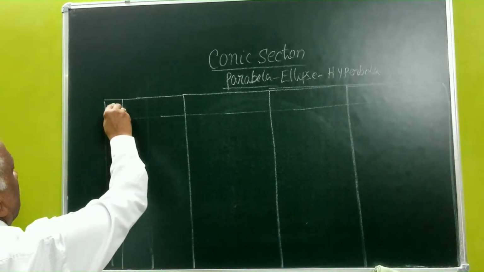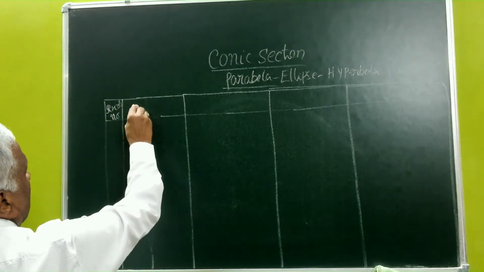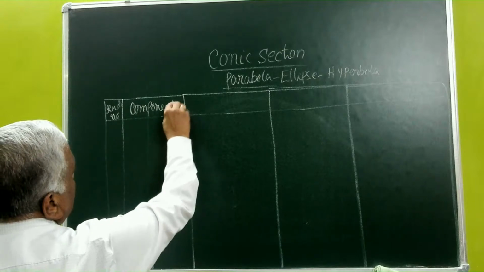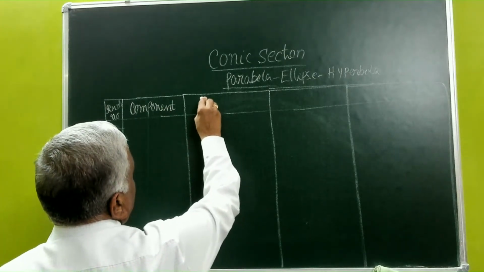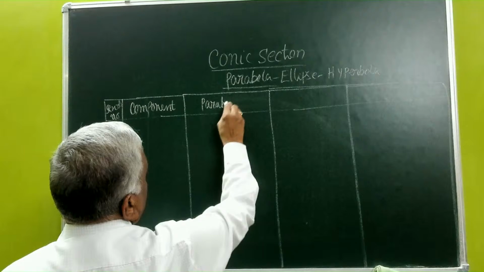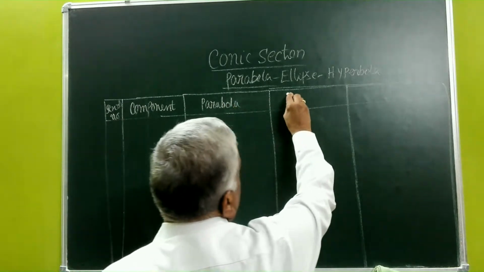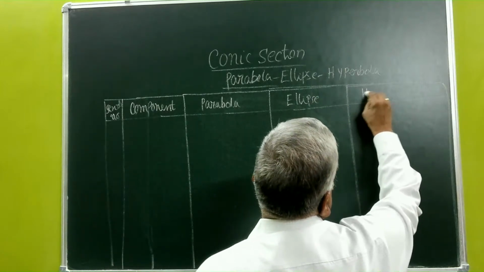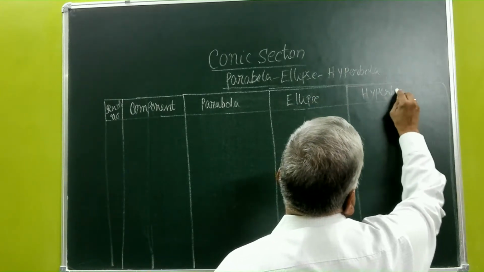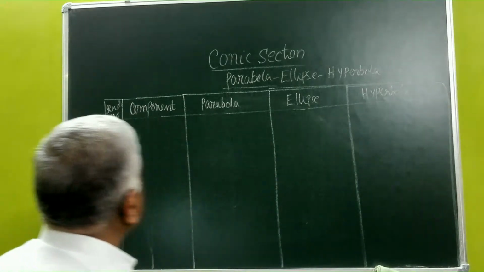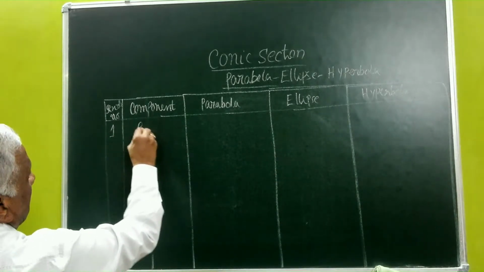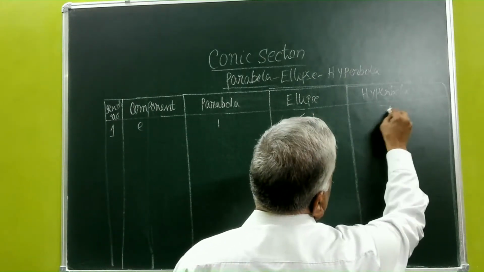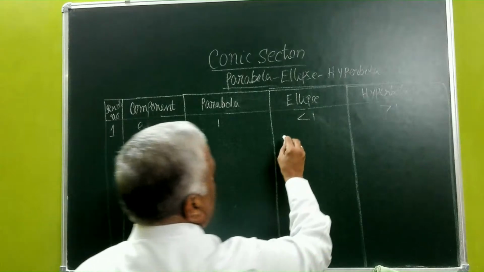So, serial number, component, parabola, ellipse, hyperbola. The first component is E, the eccentricity. For the parabola E is equal to 1. For the ellipse this is less than 1. For the hyperbola this is greater than 1.